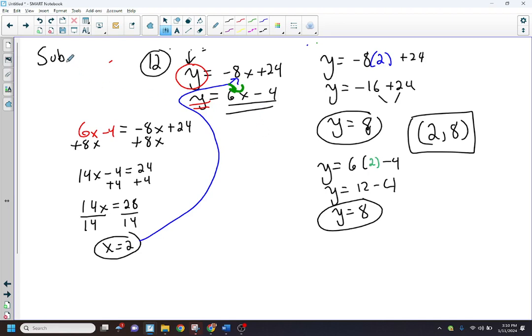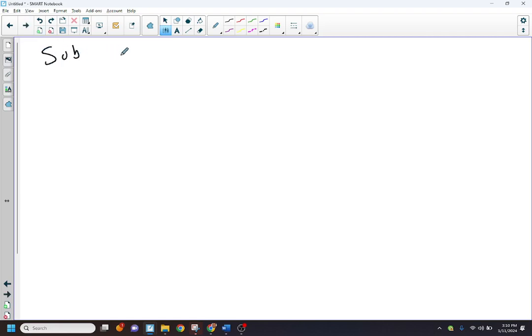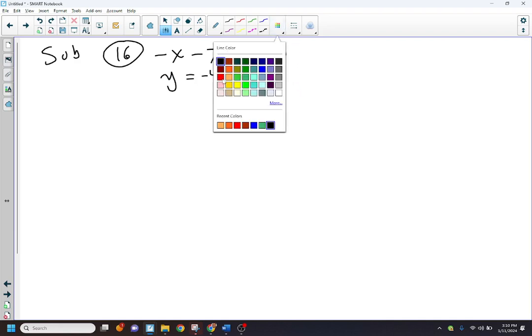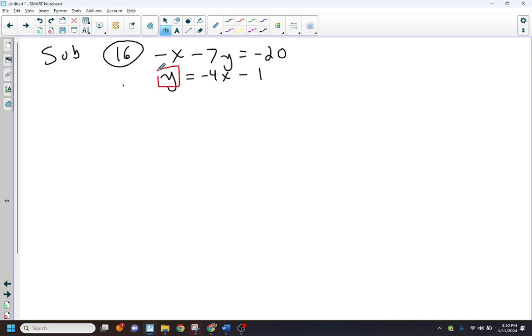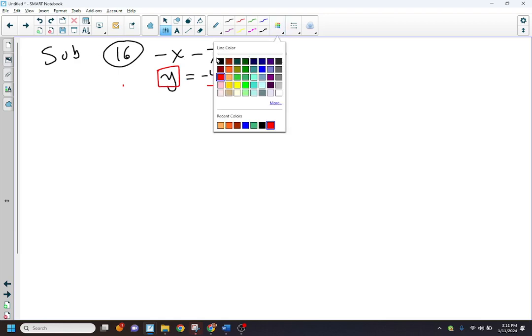On the same page for substitution, we're going to look at something that looks a little different, like number 16. This is still substitution, on the second page. Number 16 is negative x minus 7y equals negative 20, and y equals negative 4x minus 1. We're going to take this y, which is by itself, and replace it with the y over here. Remember, that y will become whatever it equals, in this case negative 4x minus 1.